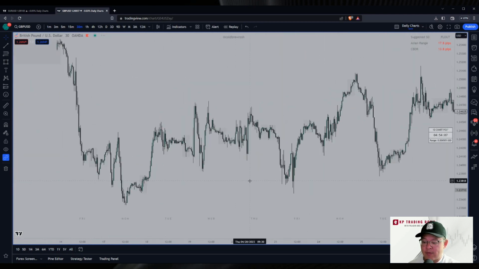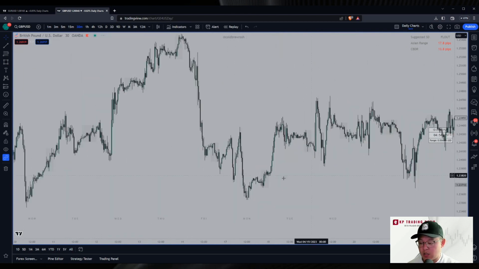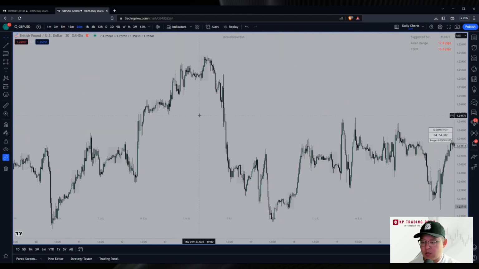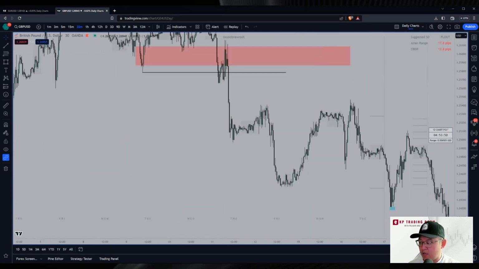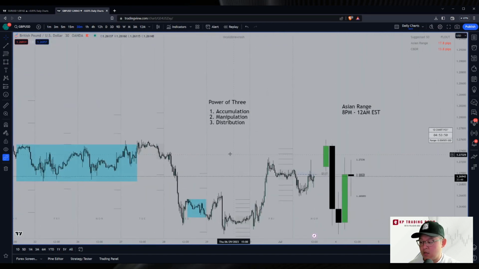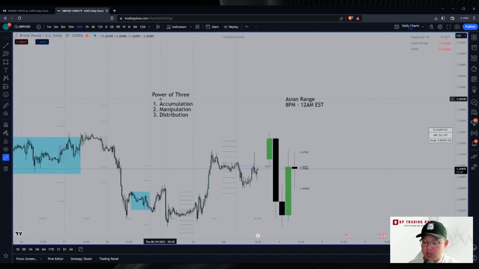So it's okay to get stopped out. Like if you get stopped out, you're not a bad trader. You're just on the wrong side of the market at that given time. Doesn't mean you can't go back in and take another trade. Right. So we have accumulation, manipulation, distribution. So that is our power of three. If we can hop back forward over here, right? That's our power of three. Accumulation, manipulation, distribution.